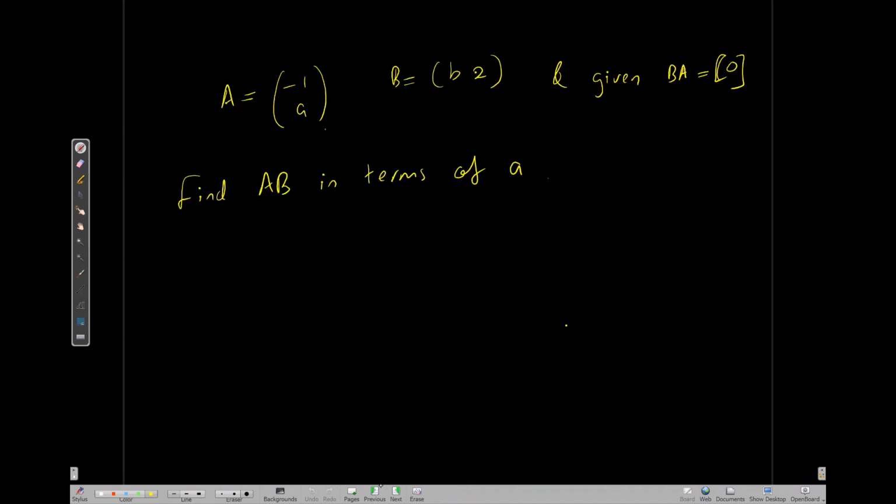Because if you see this, A is 2 by 1 and B is 1 by 2. See, the orders are reversed. That's why BA exists and AB exists. Okay, now BA. When you watch these videos, the best way to learn is to use the pause button. So at this point, I recommend you pause the video and try it yourself, and then come back and watch it. Okay, assuming you have done that, BA: B is (B, 2) and A is (negative 1, A).